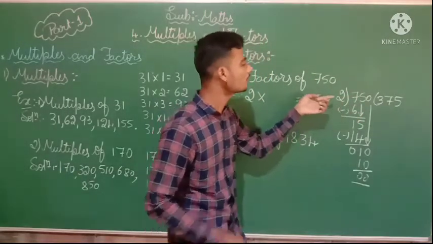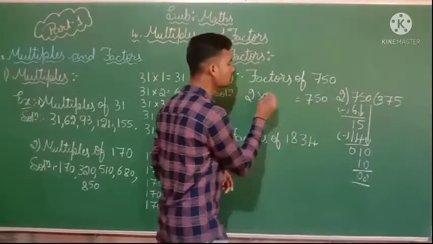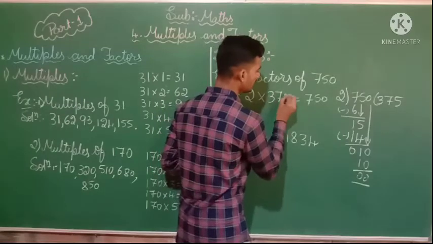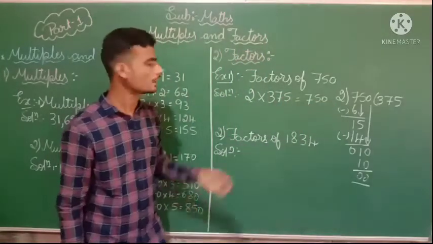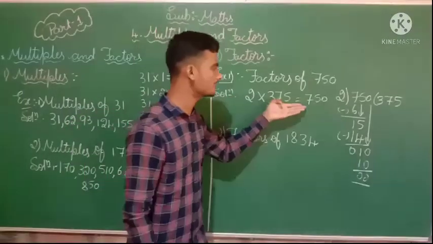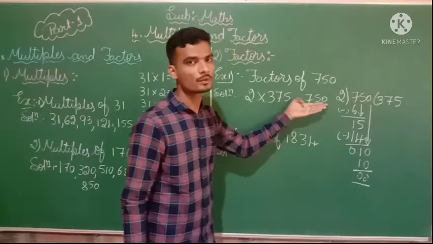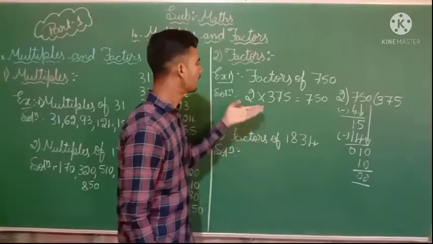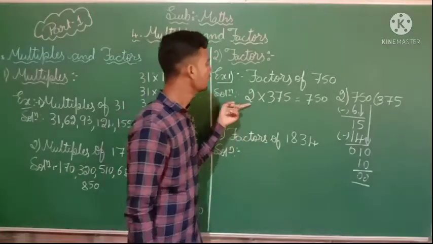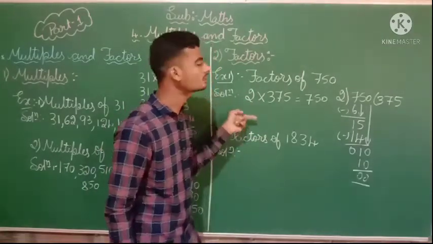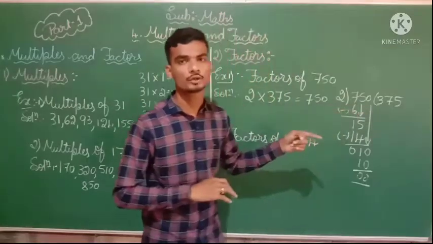Okay, now what we want to write here is 375. 2 into 375 is equal to 750. You are going to get the product. Then after this we need one more factor. If you take 3, it is not going to be divided completely. If you need, you can check in your notebook.